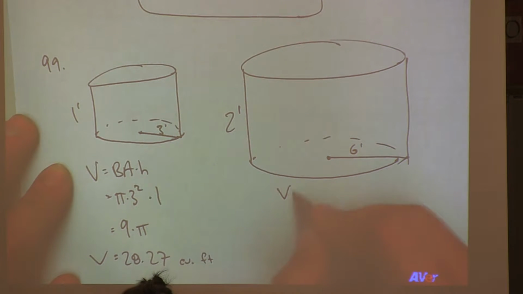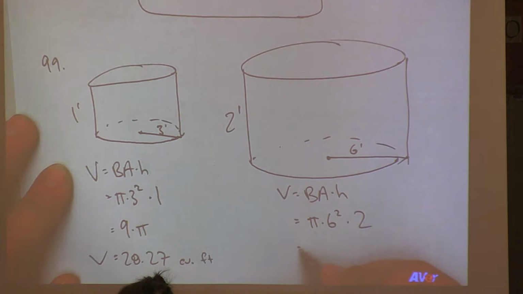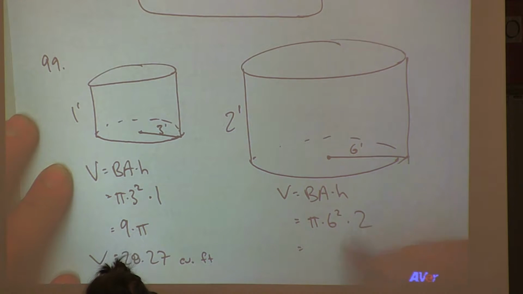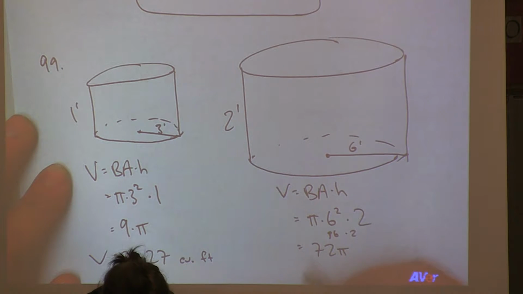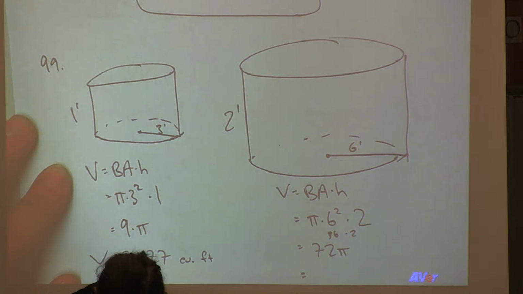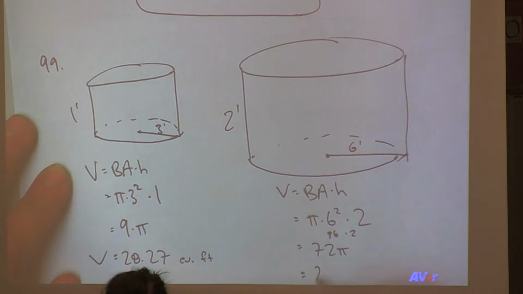Same thing for the second one. The base area times the height. The base area is a circle. Area of a circle is pi times its radius squared, times the height. 6 squared is 36 times 2 is 72 pi. Which is 226.